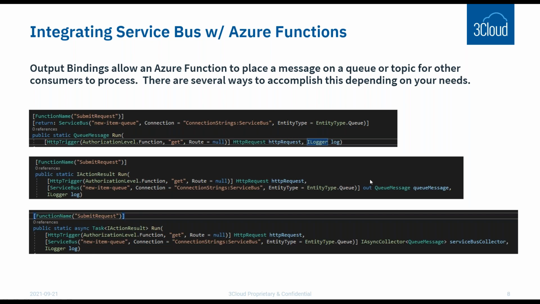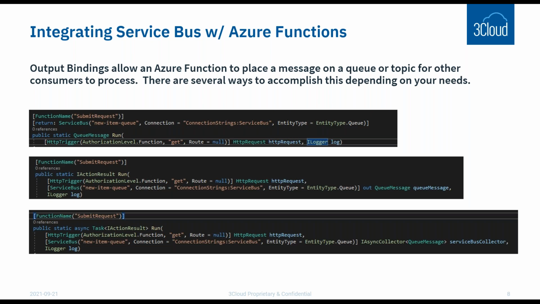Well, you can't have output parameters in an asynchronous function. So what I've done here is I specified an IAsyncCollector of the QueueMessage type, such that I will be able to add using the IAsyncCollector, and I won't have to worry about an output parameter. I can still return my IActionResult back to the caller. The other thing about an IAsyncCollector, which is really nice, is you can add multiple messages to a service bus with one Azure function.